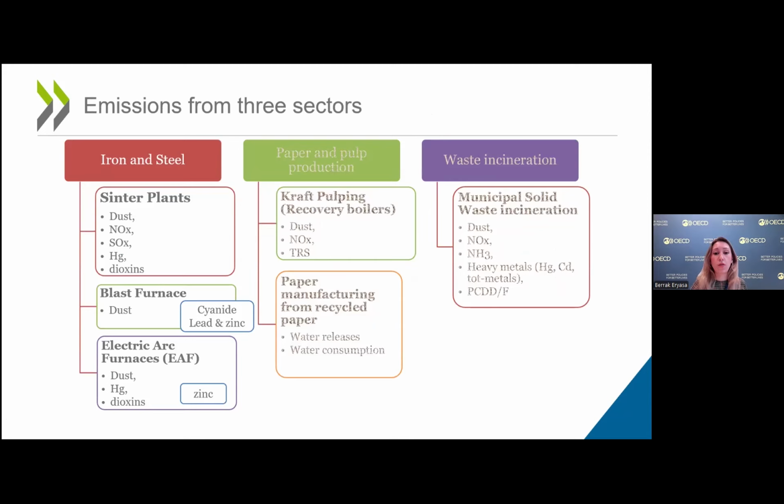I've listed all of the pollutants that were discussed within this report, but for the purposes of this webinar, I'd like to focus on the segment for iron and steel. As you will see, there are multiple pollutants that were deemed critical for various countries, starting with the air emissions from the sinter plants: dust, nitrogen oxide, sulfur oxide, mercury, and dioxins were discussed. Furthermore, in blast furnaces, we've looked at air emissions of dust as well as the water release of cyanide and heavy metals, lead and zinc. For the electric arc furnaces, we've compared the air emissions of dust, mercury, dioxins, as well as water releases of zinc.